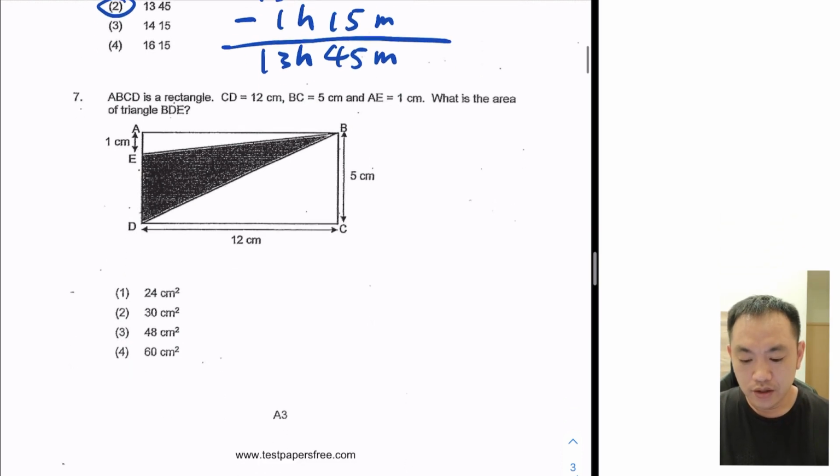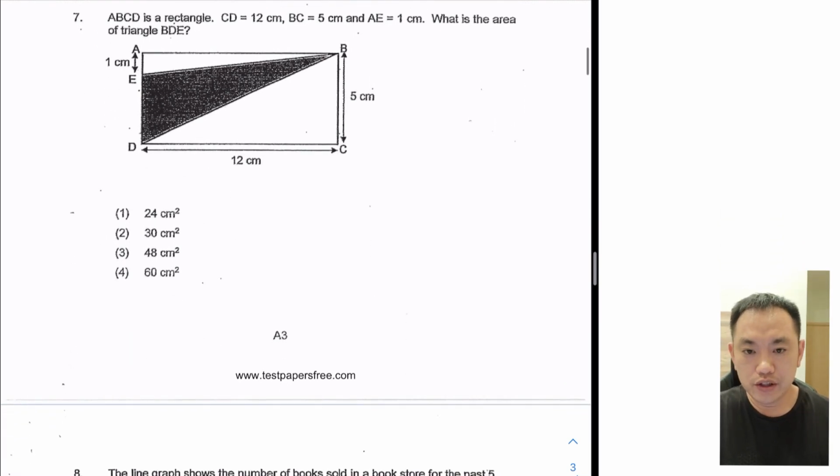Okay, let's move on to question 7. ABCD is a rectangle. CD equals 12, which is marked on the diagram. BC is 5 centimeters, which is also marked there, and then AE is 1 centimeter. What is the area of triangle BDE? Okay, so how do you calculate the area of the triangle? You take the base, multiply by the height, and then you divide by 2.